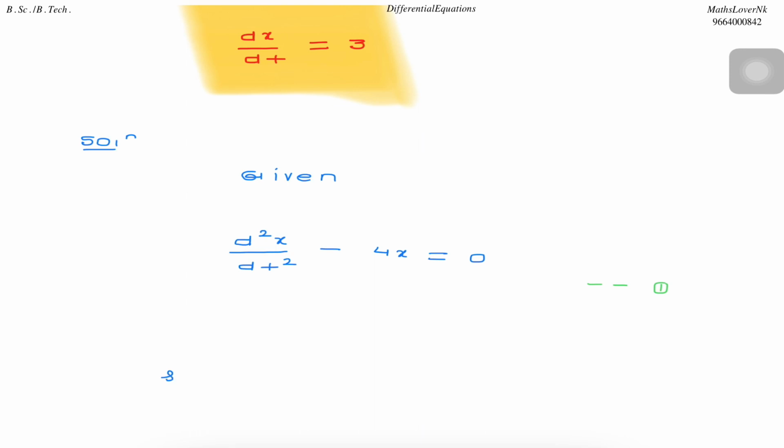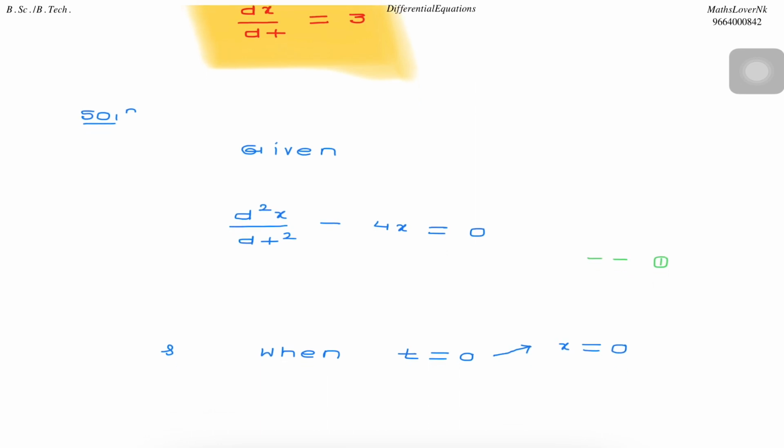When t is equal to 0, we get two conditions: x is equal to 0, and dx upon dt is equal to 0. This is the given.